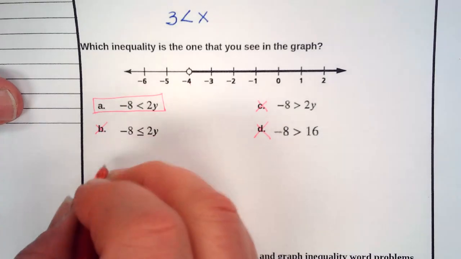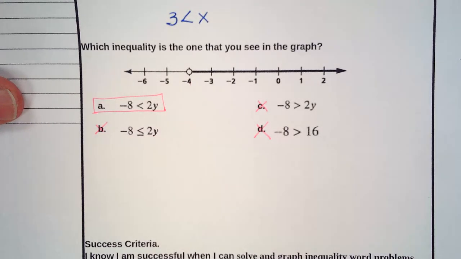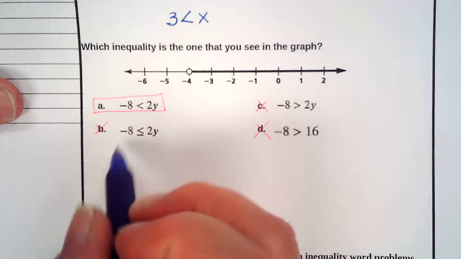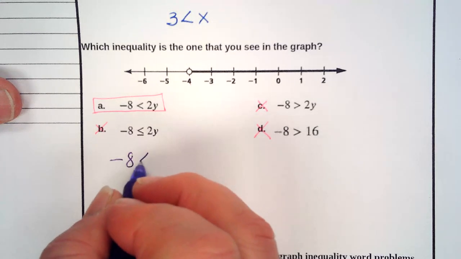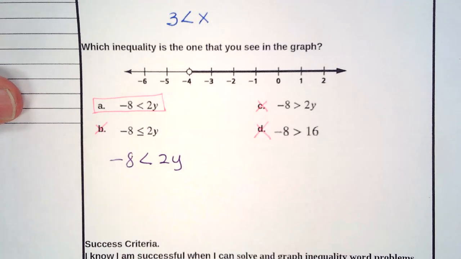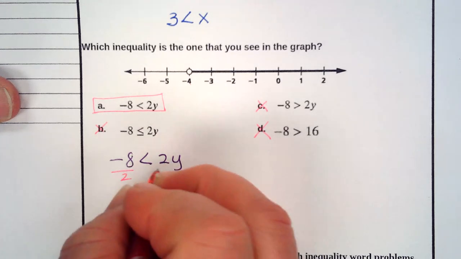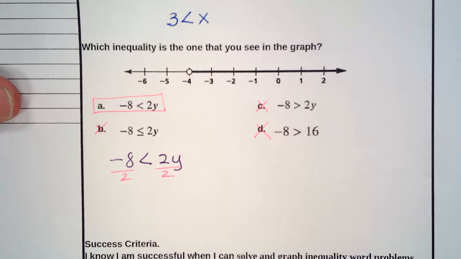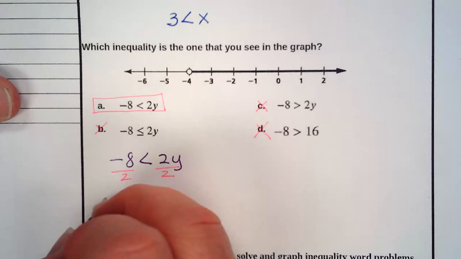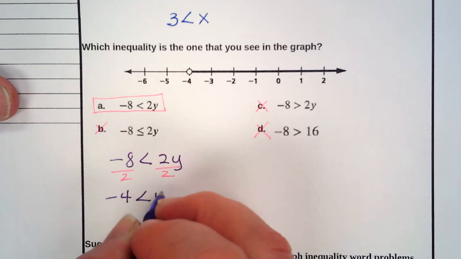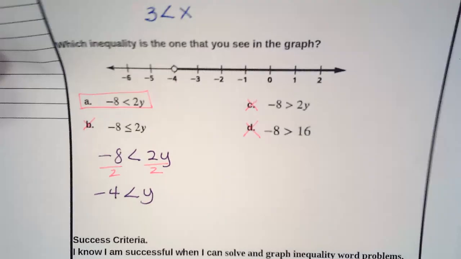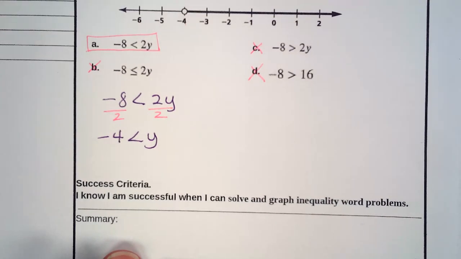If I wanted to check, I would have negative 8 is less than 2y. Divide both sides by 2. And negative 4 is less than y. And I'm done. So how do you know when you're successful?